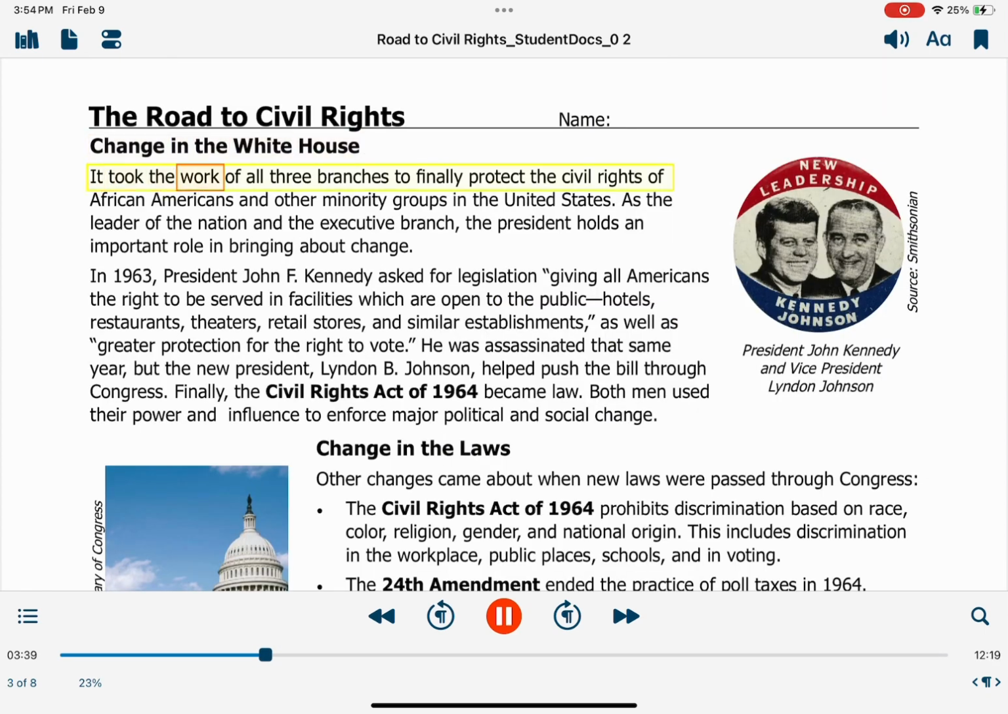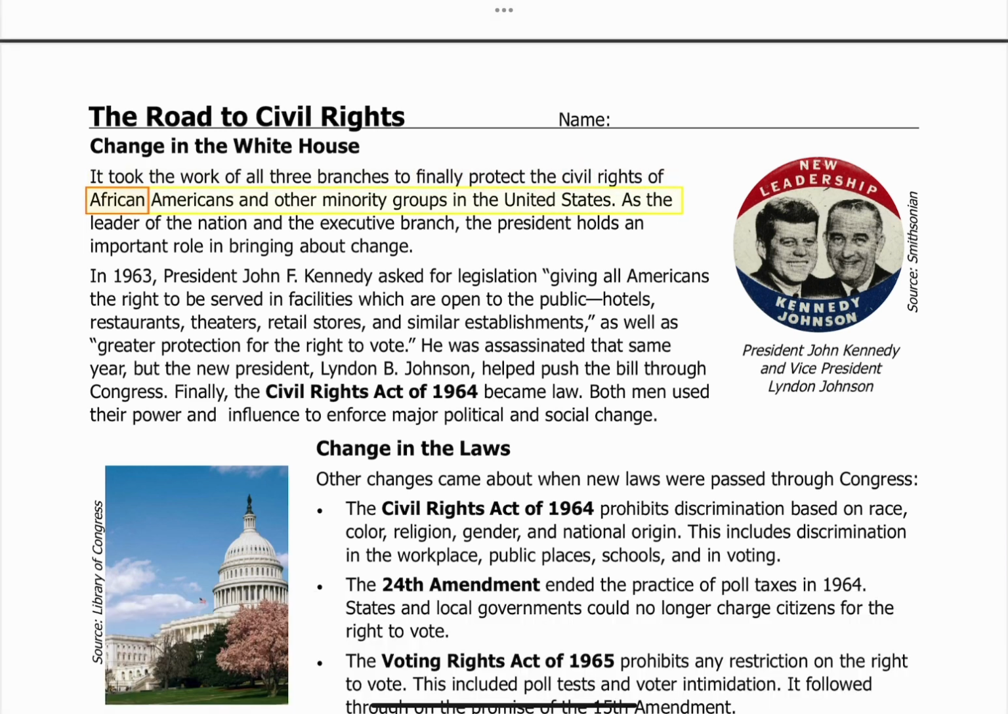Change in the White House. It took the work of all three branches to finally protect the civil rights of African Americans and other minority groups in the United States. As the leader of the nation and the executive branch, the president holds an important role in bringing about change. In 1963, President John F. Kennedy asked for legislation giving all Americans the right to be served in facilities which are open to the public, hotels, restaurants, theaters, retail stores, and similar establishments, as well as greater protection for the right to vote. He was assassinated that same year, but the new president, Lyndon B. Johnson, helped push the bill through Congress. Finally, the Civil Rights Act of 1964 became law.